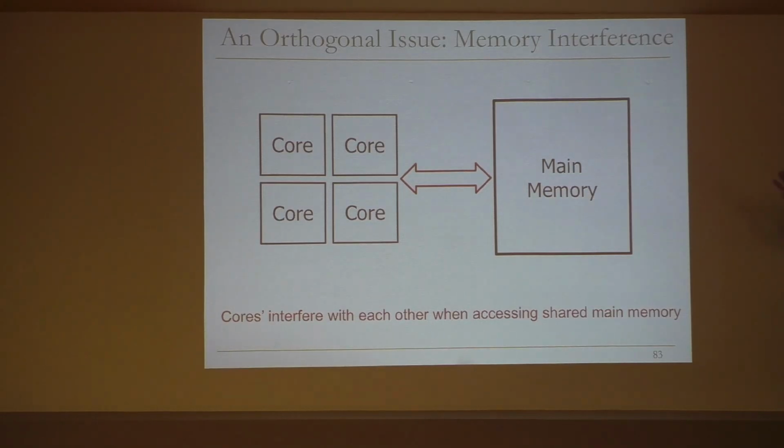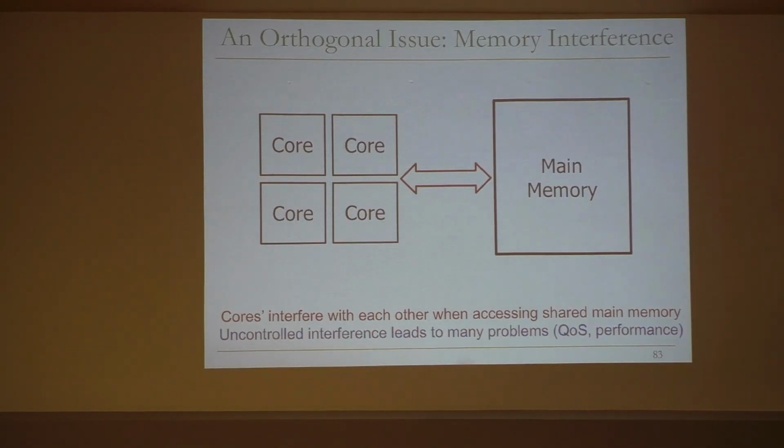Assuming everything else in memory is scalable and great, you still have a problem. And that problem is because of how we organize memory. You have this main memory, it's doing very well. But if you attach different types of cores and applications to access main memory at the same time, it's a shared medium. As a result, these agents and applications and cores interfere with each other, meaning that you need to handle this problem. This is a very orthogonal issue to everything else we've talked about so far.